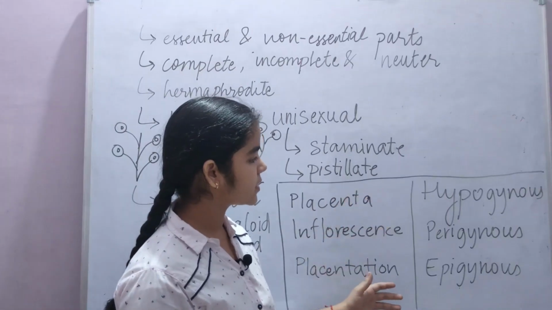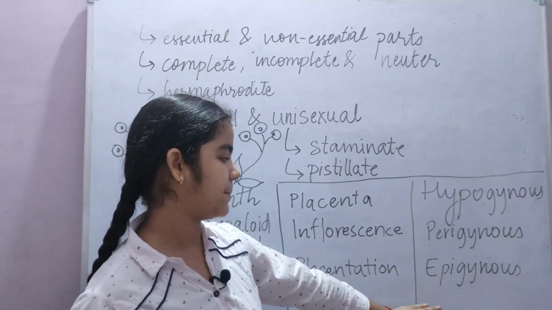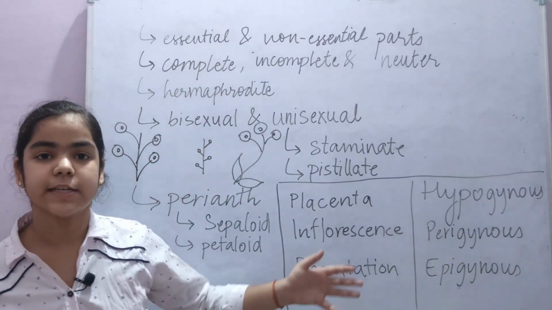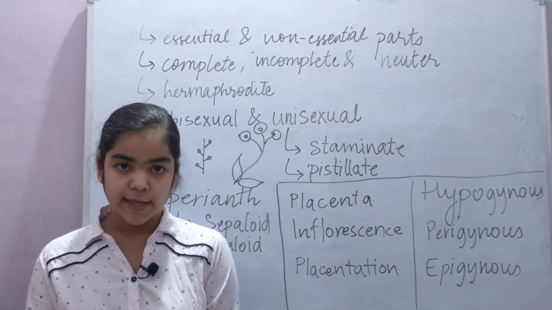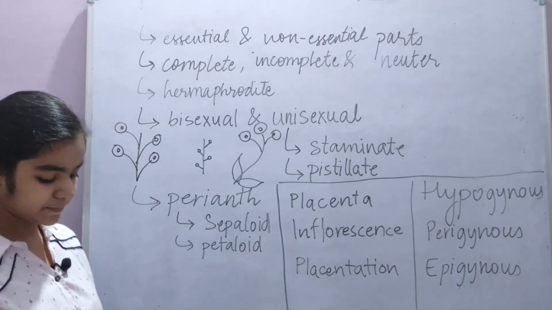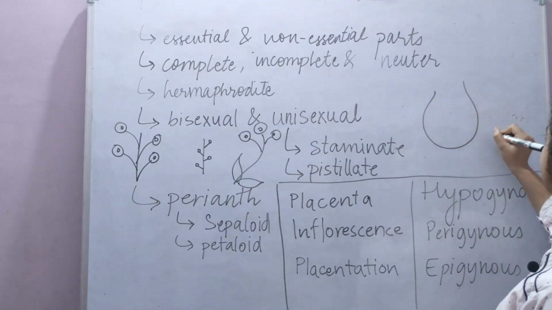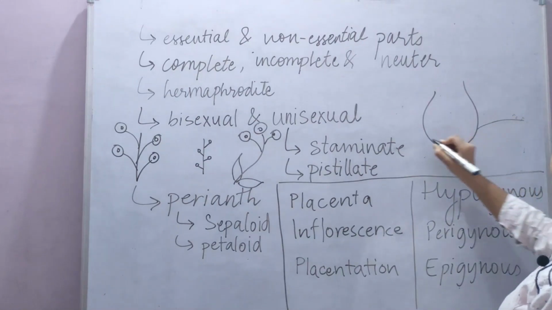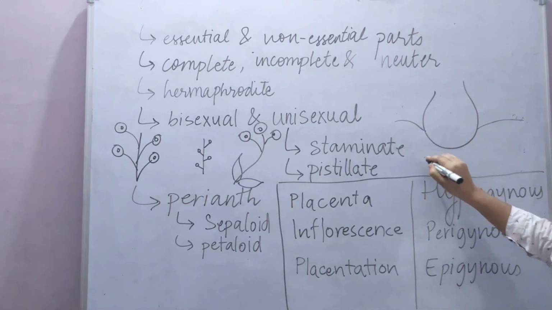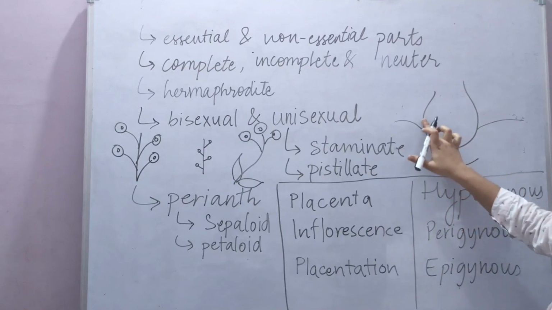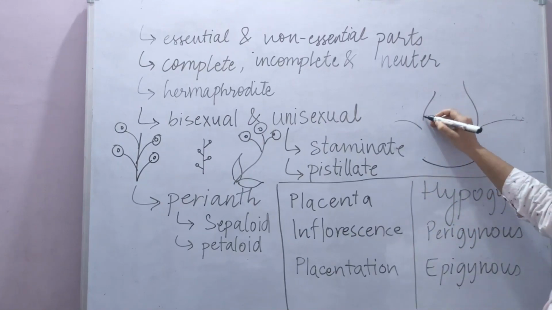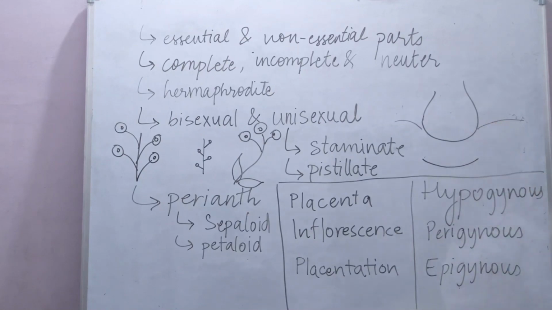What do you mean by these three terms? First one is hypogynous, perigynous, epigynous. Now these terms are related to the position of the ovary and the thalamus. Now let's see what it could be like. Suppose this is the ovary, and this is the thalamus, the receptacle you must have seen. Now suppose this is the thalamus and the ovary is on the highest position, then it will be hypogynous.